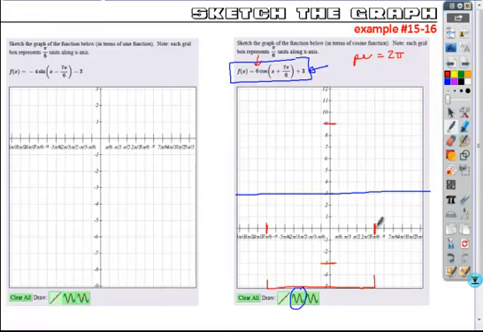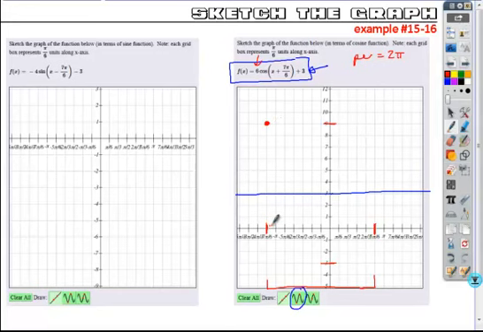Knowing that, I can now start to plot my points. So I'm using the cosine function. My first point is either a maximum or a minimum. Since it's a positive in front, it's going to be a maximum. So at this location right here, I'm at a maximum. So here's the first point.